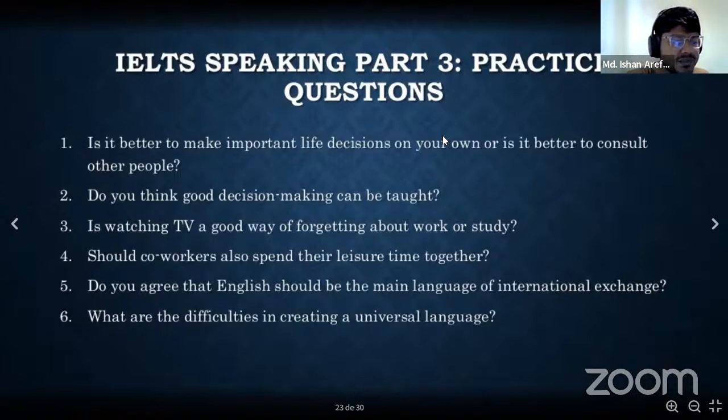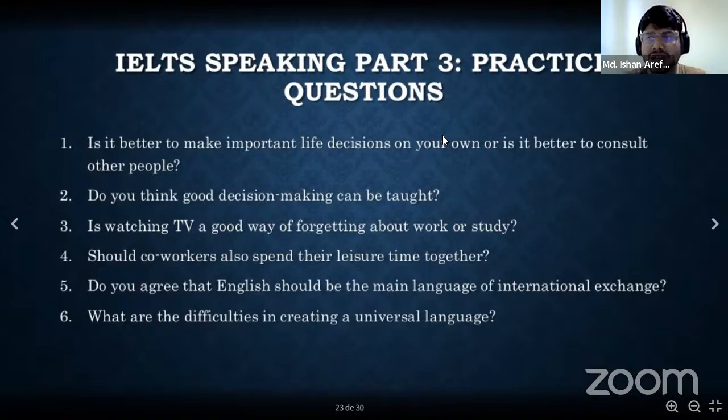For example, let's discuss some other question. Is watching TV a good way of forgetting about work or study? You can also start with that. Because they are trying to get your opinion, you can say that in my opinion, I think that watching TV is not a good way of forgetting about any kind of workload or studies. So you can start with your opinion, "I think" or "in my opinion." You can start the answer with this kind of sentence.